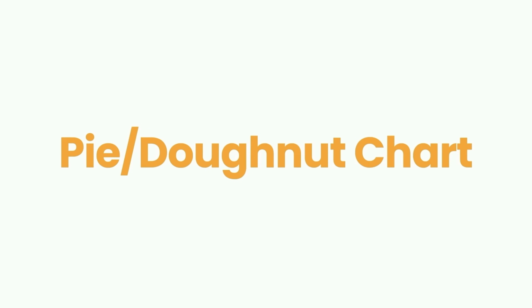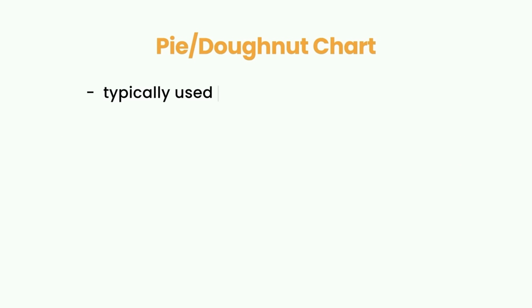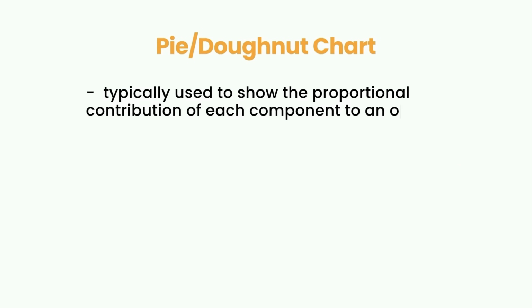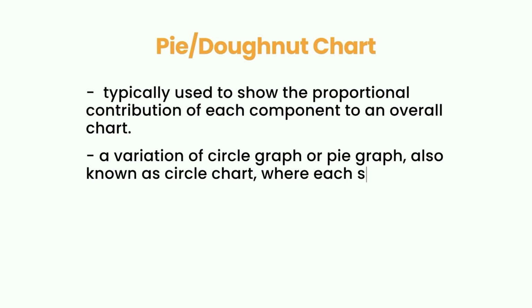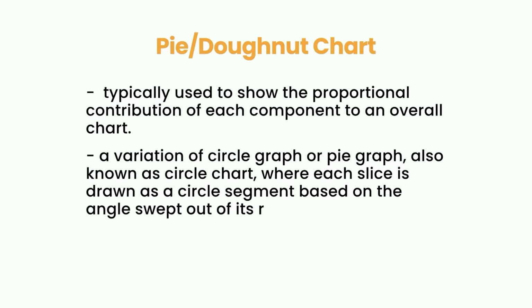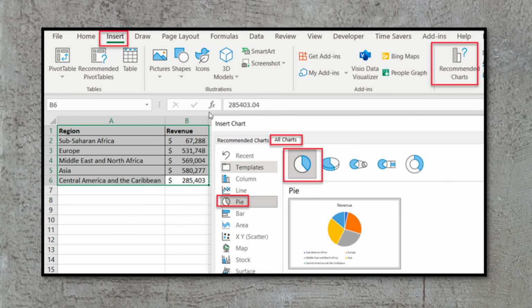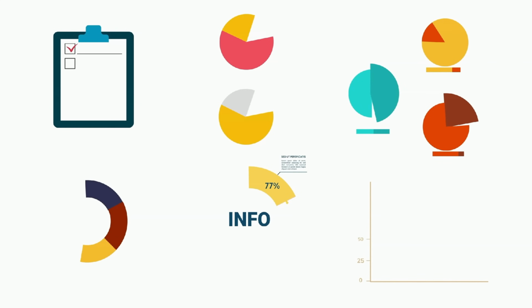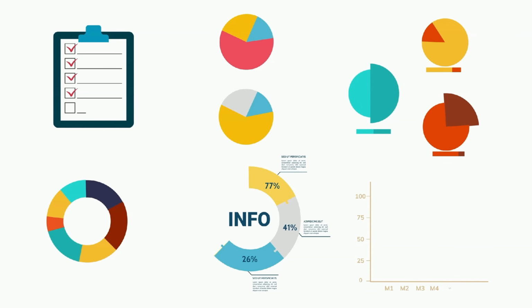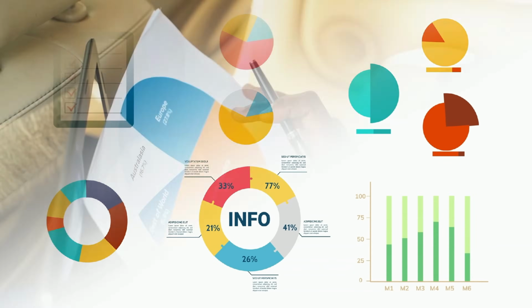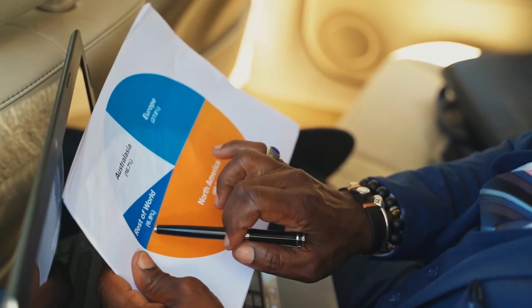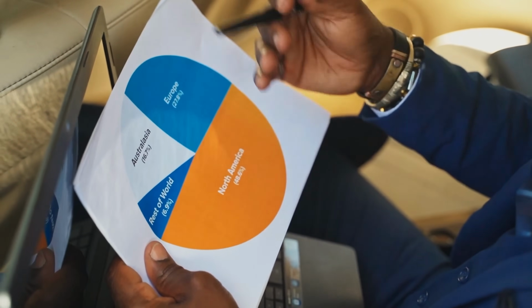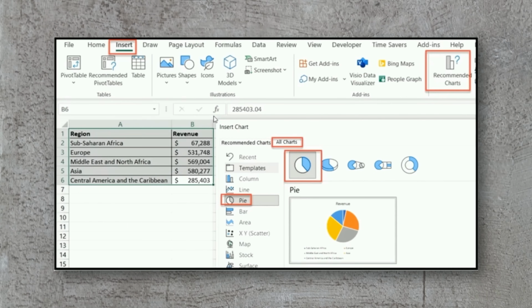Now let's try to understand pie donut chart. Pie donut charts are typically used to show the proportional contribution of each component to an overall chart. The pie chart is a variation of circle graph or pie graph, also known as circle chart, where each slice is drawn as a circle segment based on the angle swept out of its radius to the center point. Pie charts are used in finance and statistical field, certain types of reports such as progress report, graphic displays with limited space for text. They are often thought to be difficult to read by humans because our eyes do not naturally follow an arc. Still, they can be read more effectively if labeled with their respective values.